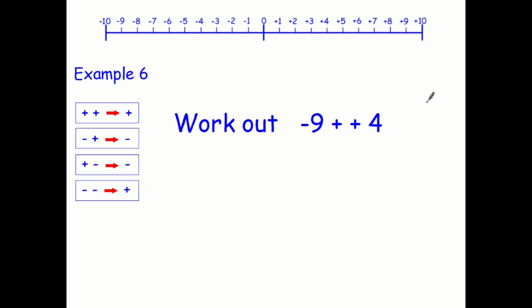Example 6, minus 9 plus plus 4. Those 2 signs are next door to each other. A plus and a plus just make a plus. So it is minus 9 plus 4. Read from left to right. Minus 9 plus 4 takes you to minus 5.